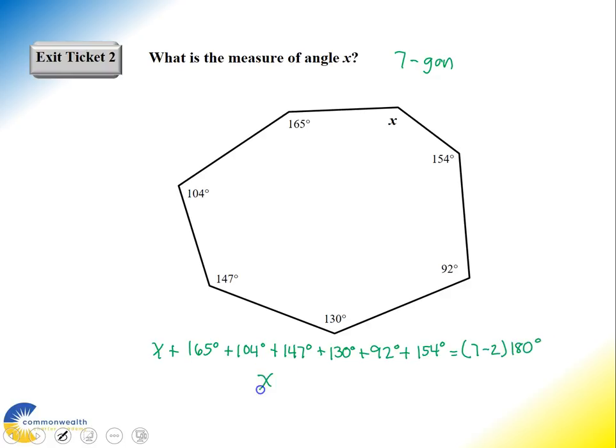So I'm going to simplify both sides a bit. So 165 plus 104 plus 147 plus 130 plus 92 plus 154 is 792 degrees total. And 7 minus 2 is 5, times 180 is 900 degrees. So now I'm going to subtract 792 degrees from both sides, and I get that x is 108 degrees.